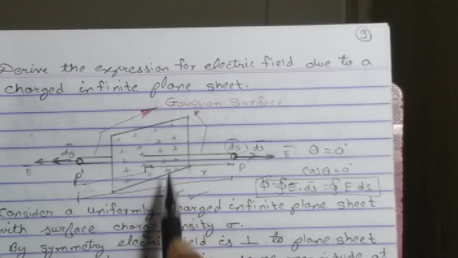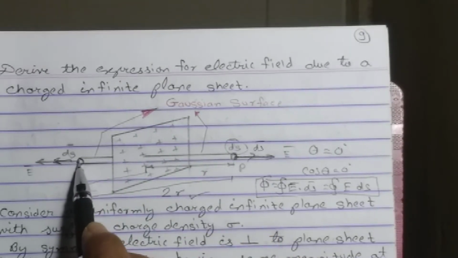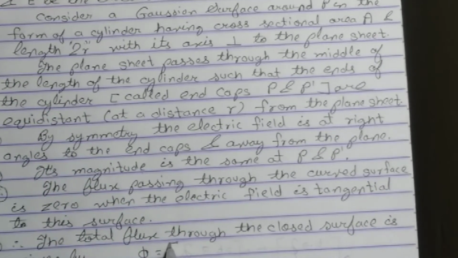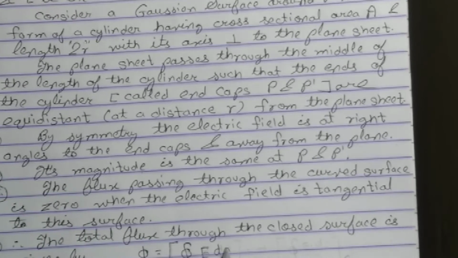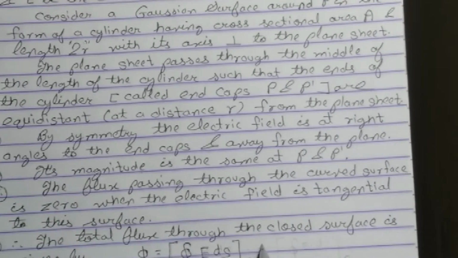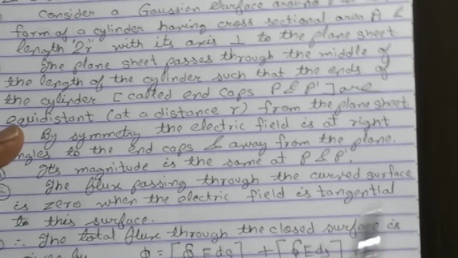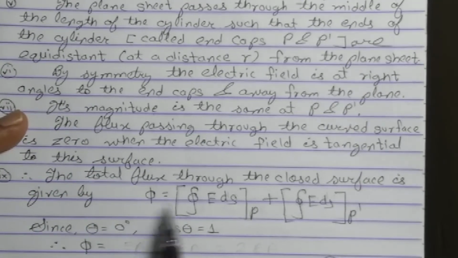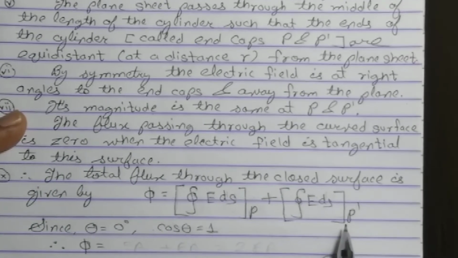So we are going to add the electric flux at point P and at point P dash. Then the total flux is given by, students, remember this formula, integration of E ds at point P plus integration of E ds at point P dash. You have to only remember the total flux associated with this plane sheet is this formula at point P as well as point P dash according to Gauss law.